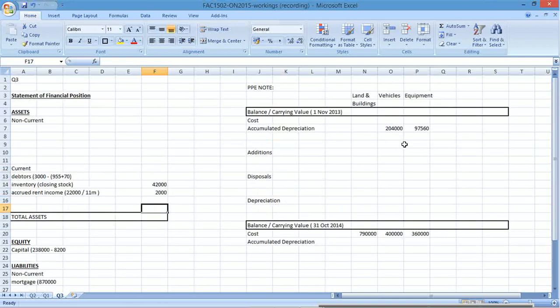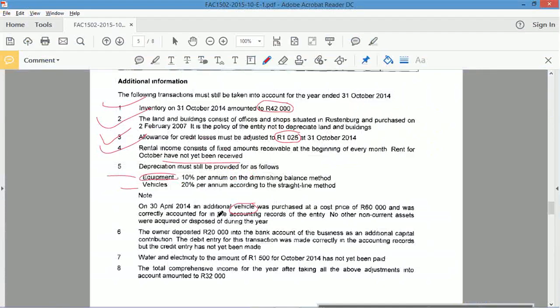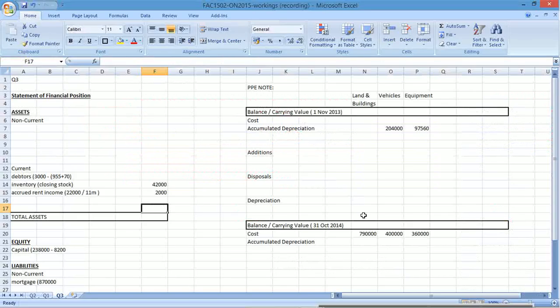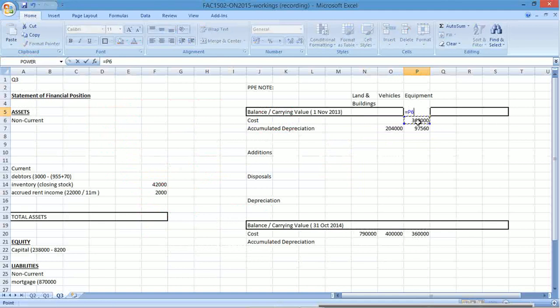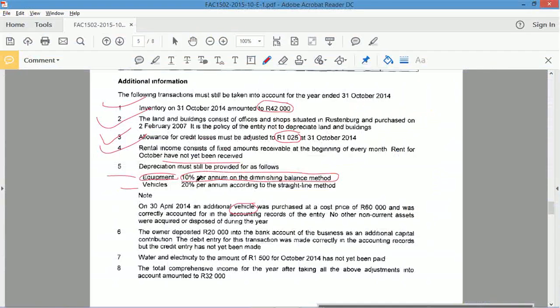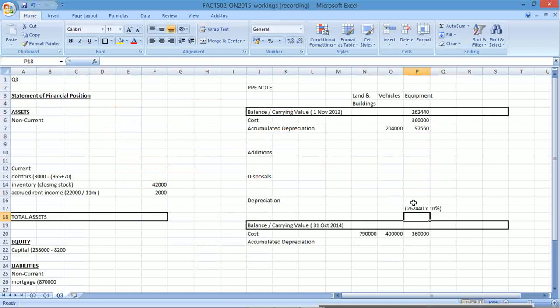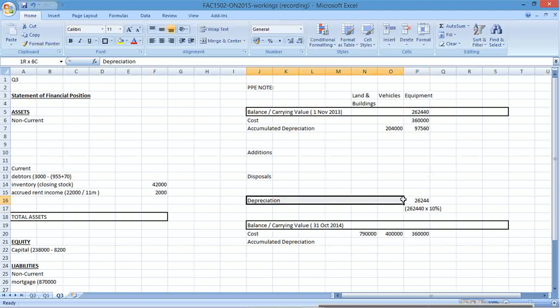Okay, so equipment was held for the full year. They said that you didn't buy any equipment, you only bought a vehicle. So if I ended with 3.6, I would have started with 3.6. Okay, they tell you that you must go 10% per annum, diminishing balance method. Right, so what is the carrying value at the beginning of the year? This minus that gives me the carrying value. The depreciation is going to be 262440 times 10%. Okay, because they said 10% per annum diminishing balance. That's the equipment. Right, so equipment, this times 0.10 gives you 10%. That's the depreciation for the year.